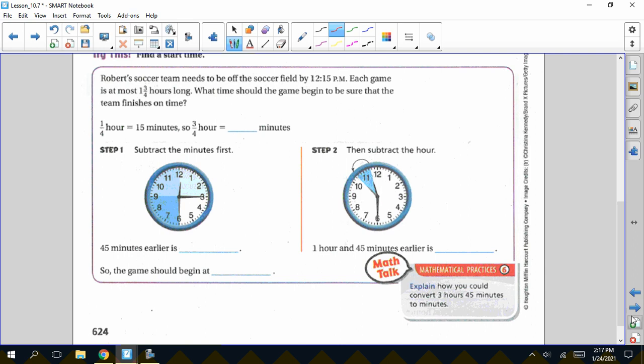Let's look at the next time here. Robert's soccer team needs to be off the soccer field by 12:15 p.m. If each game is at most 1 3/4 hours long, what time should the game begin to be sure that the team is off the field, or finished, on time? Remember, we talked earlier that 1/4 of an hour is 15 minutes. So 3/4 of an hour would be 15 plus 15 plus 15, which is 45 minutes.